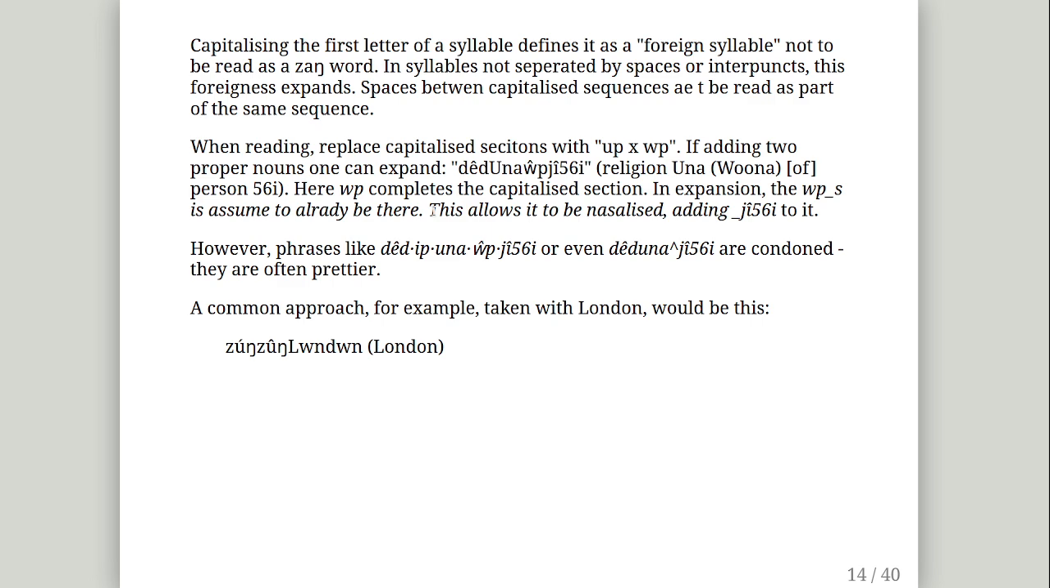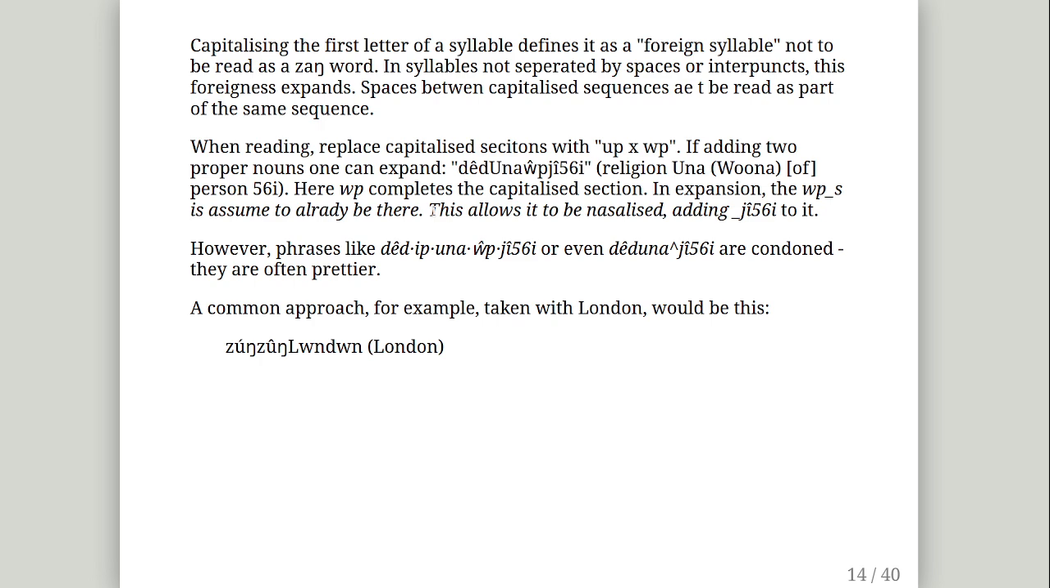Now, what you do in Zang, if you're importing sounds, is that you capitalize the first letter of a syllable. This is very important. You always capitalize the first letter of a foreign syllable. Otherwise, you're going to make it a part of Zang. It's going to confuse people, because it's not to be read as a Zang word.